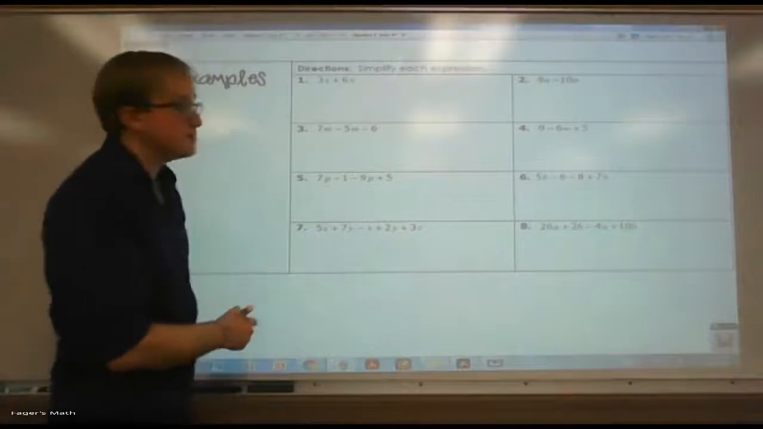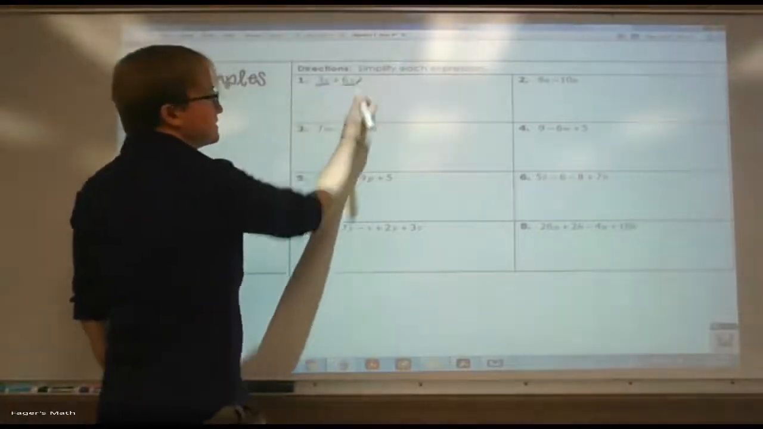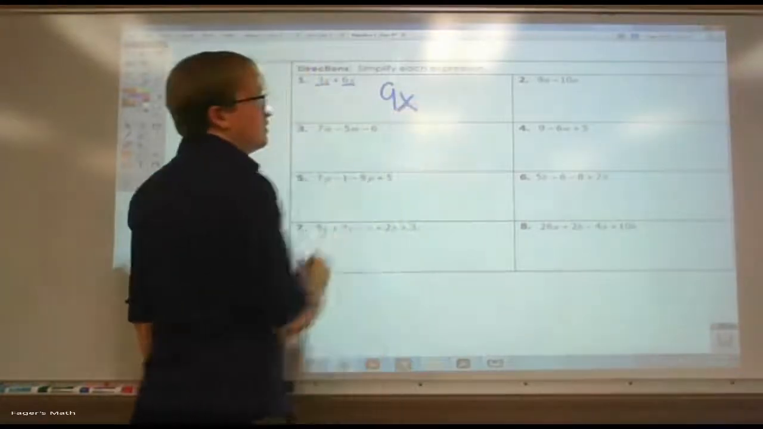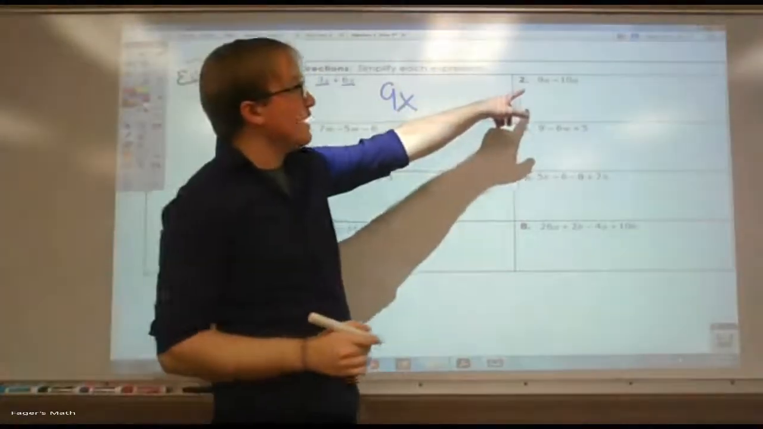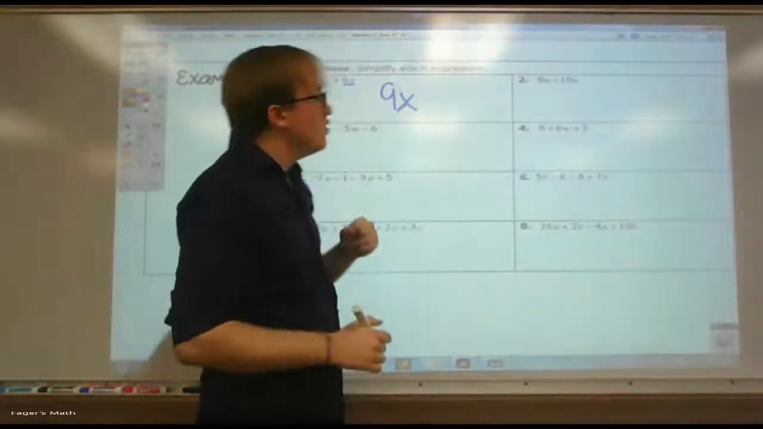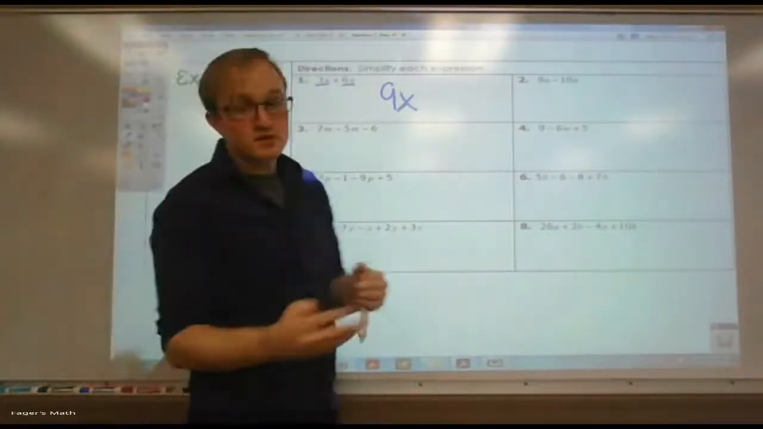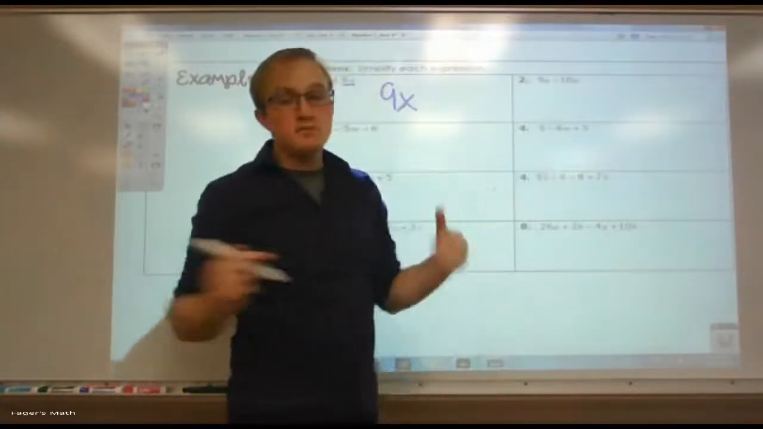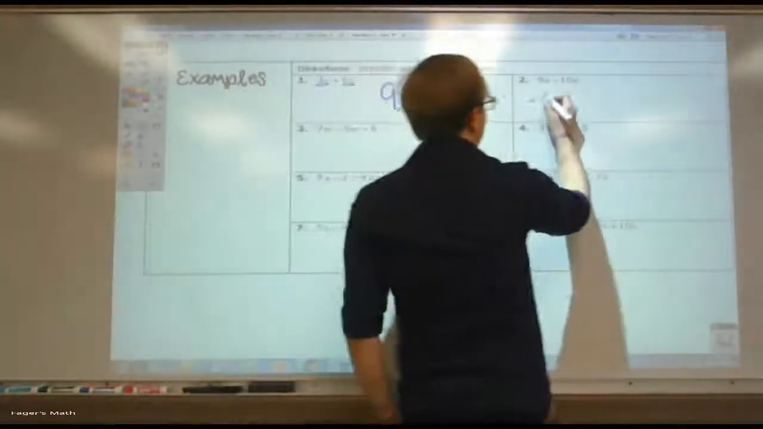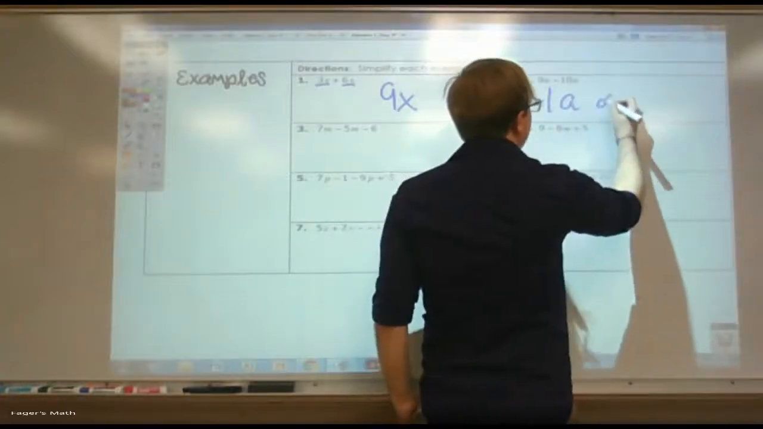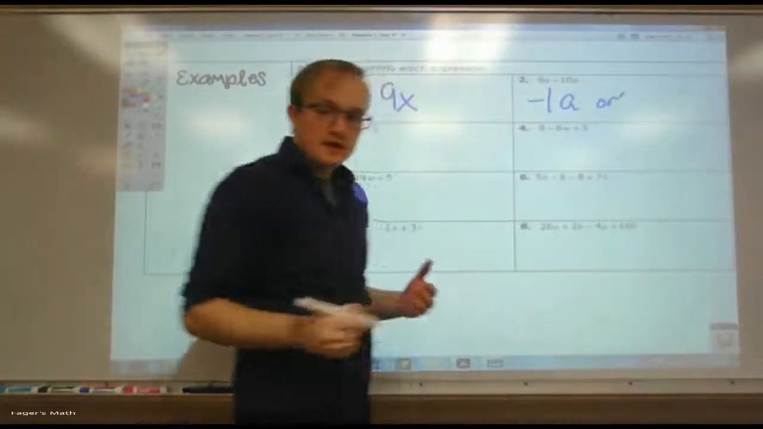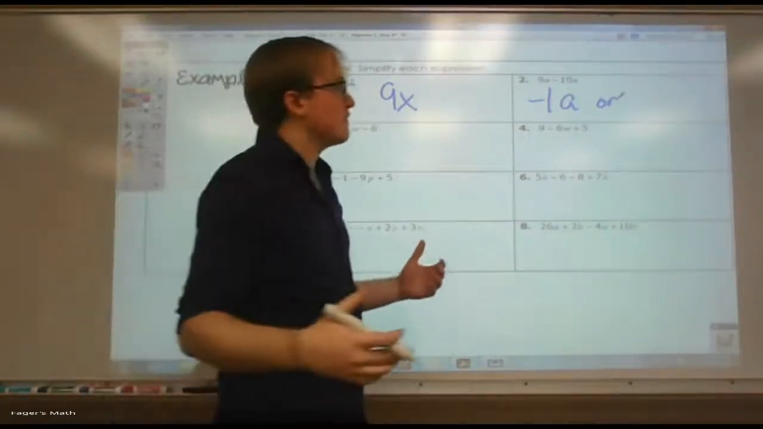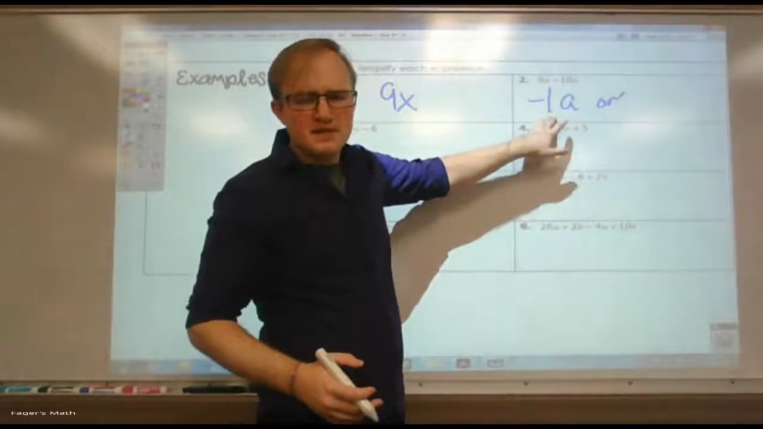Variable terms. What variable terms do we have? We have 3x plus 6x. That's really easy. That's just 9x. Then over here we have 9a minus 10a. Ooh, the only difference here is that we're not adding, we're subtracting. And we're subtracting the greater number. So 9 minus 10a, negative 1a. Or we can also write it as something else. Whenever we have a variable out front, and this is important, and there's a 1, that 1 basically becomes invisible.